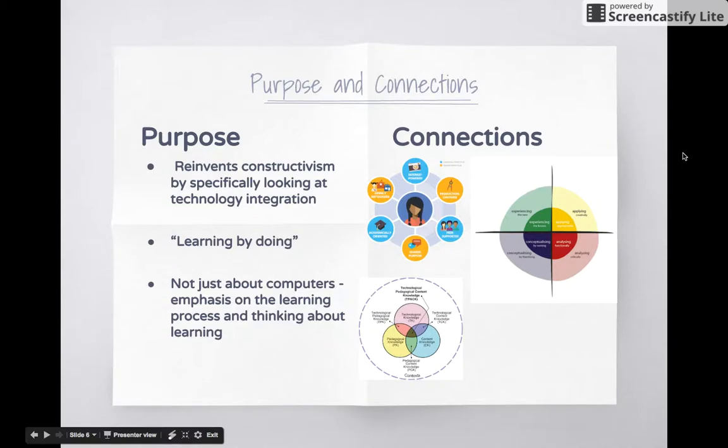One of the things that I wanted to talk about was the purpose of constructivism and its connection to constructionism. As you can tell, these isms and actions definitely can throw one for a loop. But what I boiled this down to, three things, and in terms of what I've had a chance to take a look at constructionism: the idea that it reinvents this idea of constructivism that we've known for so long, but specifically looking at technology integration.